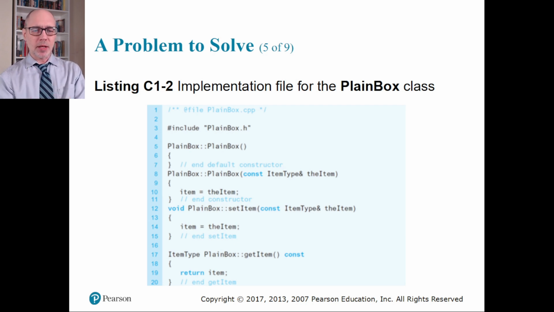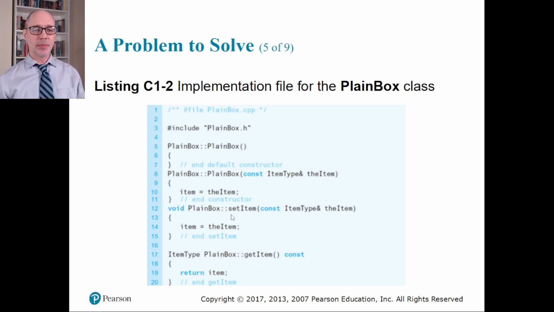So before we get to that, here's the implementation file for the plainbox class. And of course, the definition we have in plainbox.h. The implementation here we're probably going to have in plainbox.cpp. That's just conventional. And so you have to include the header file so we know what the definition is. Here, the default constructor doesn't actually have to do anything at all. The non-default constructor takes in the item, right? Takes in whatever item you want to specify to contain and just makes a copy of it. Just copies the thing that you passed in to the private data member that's called item.